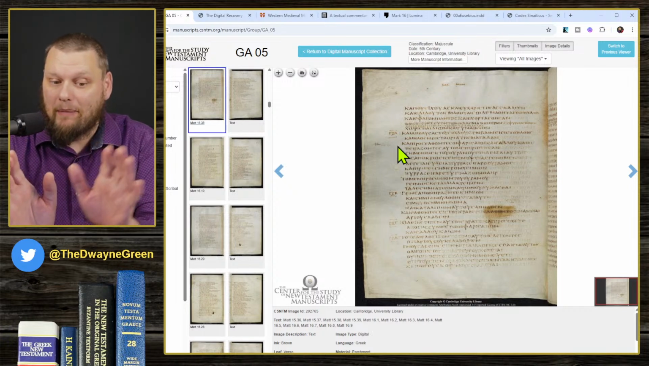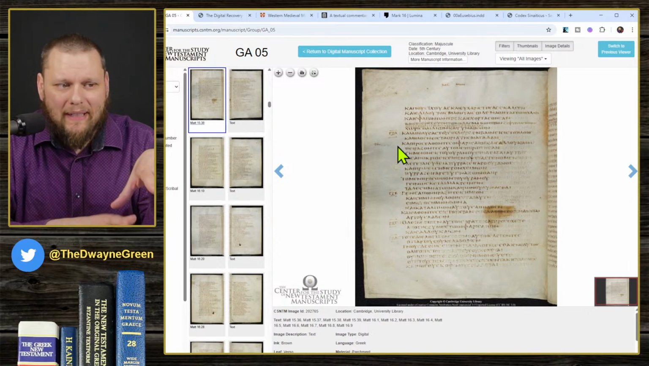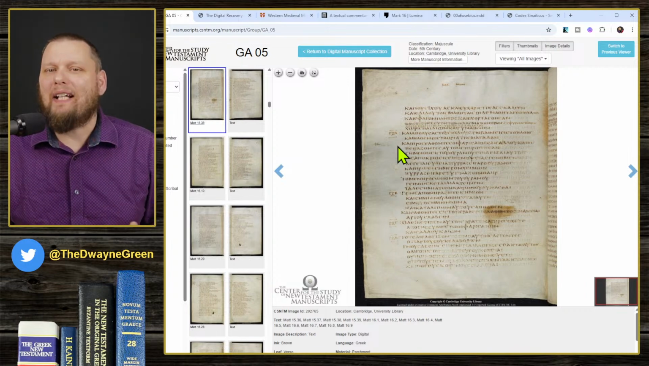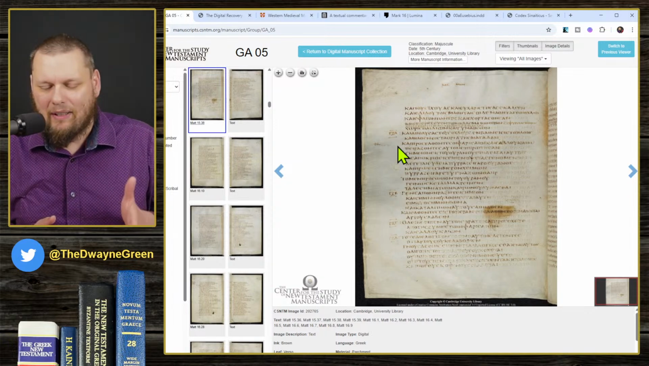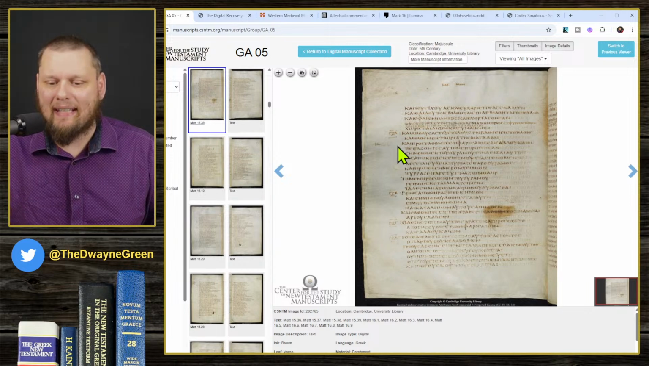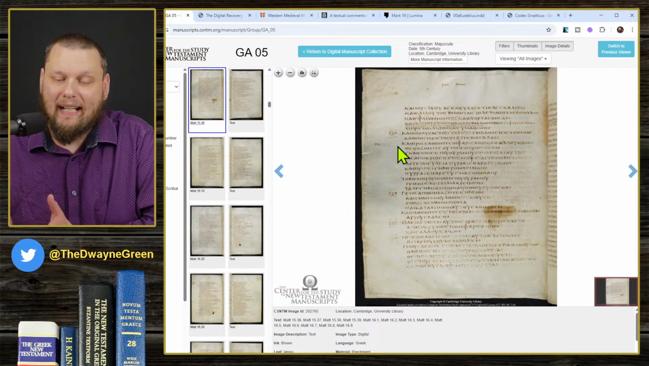Now, there's a difference here between Codex Bezae and GA 629. Unlike most diglots, where typically you have two columns, one side of the column is Greek or Latin and the other side is the other language, in Codex D's case what you have is the Latin on the right-hand side and the Greek on the left-hand side.